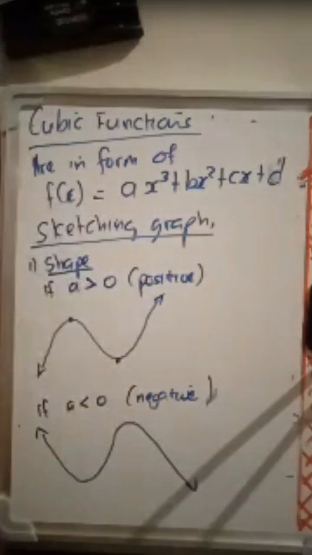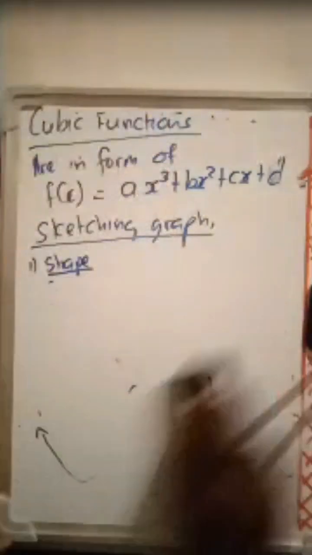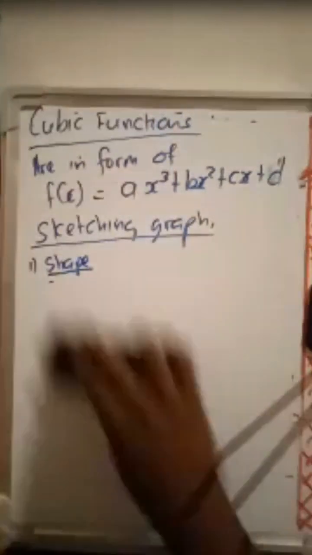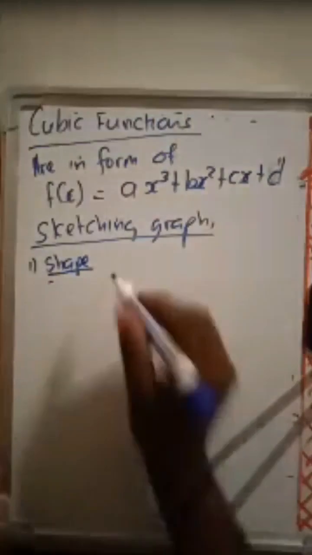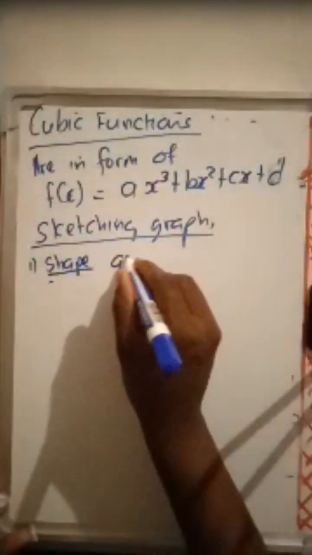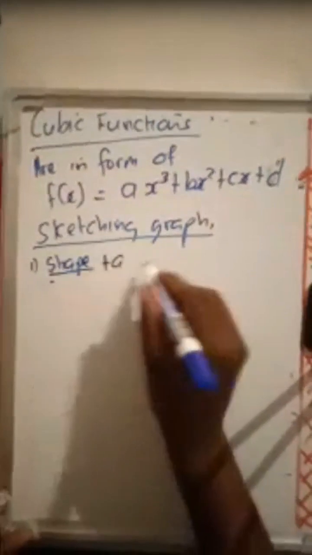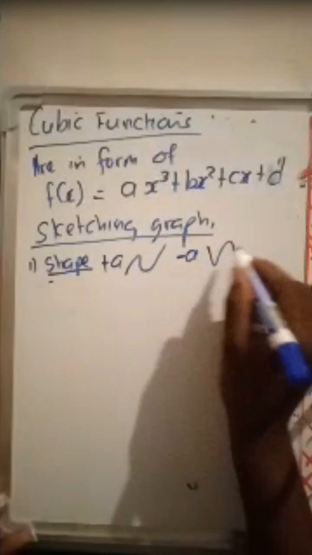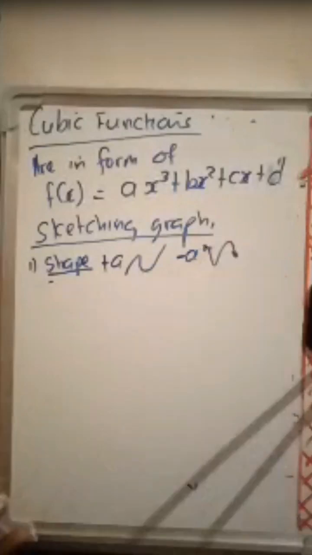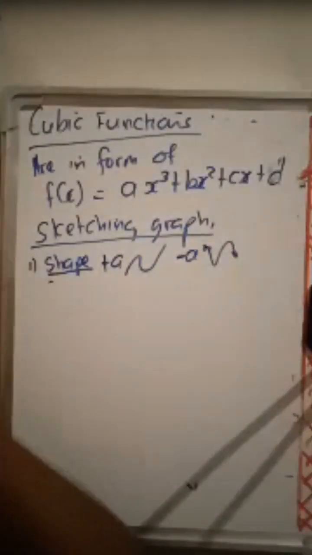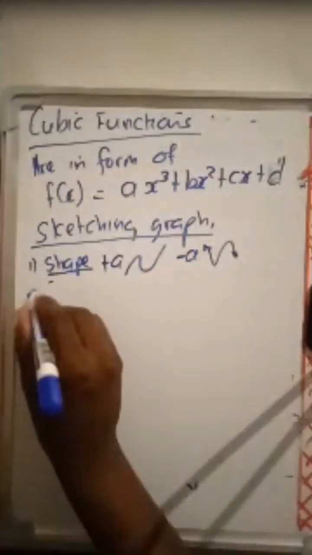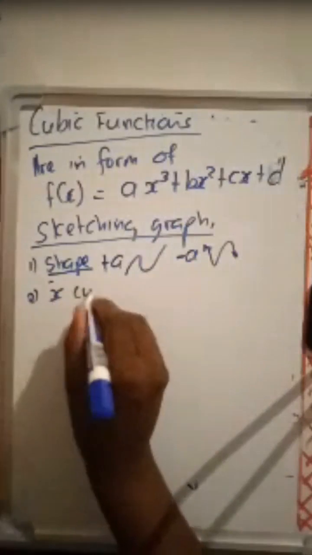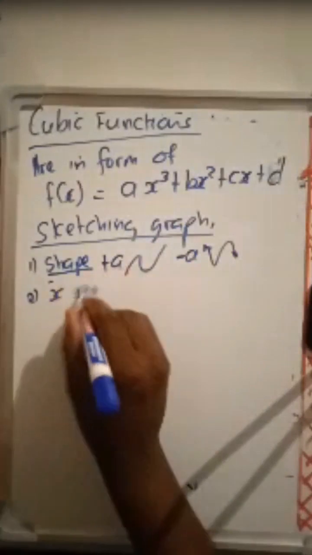Then number 2. Let me just write it there. a positive, then it's like so. Then a negative is like so. Then number 2, the other thing that we want is the x cuts, the x-intercepts.